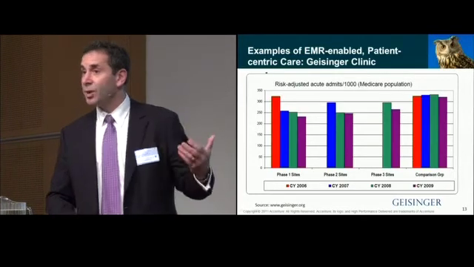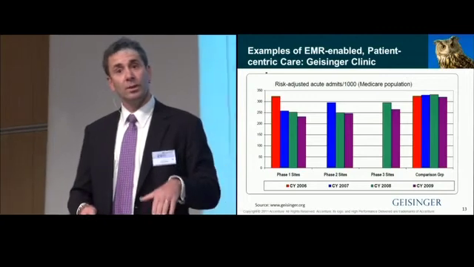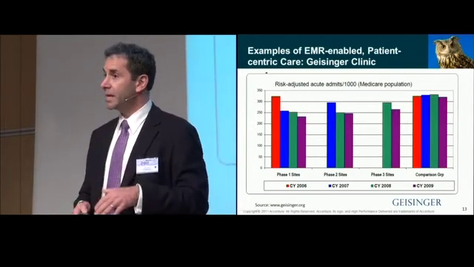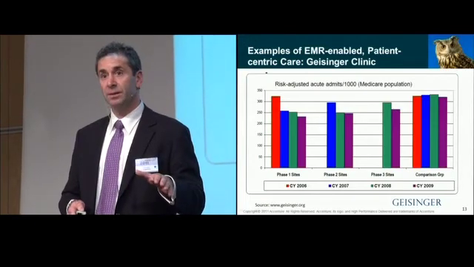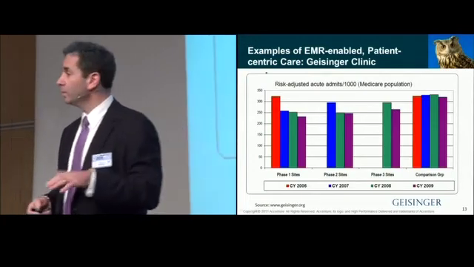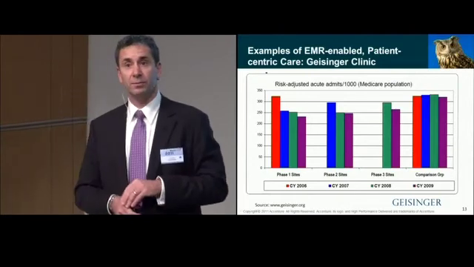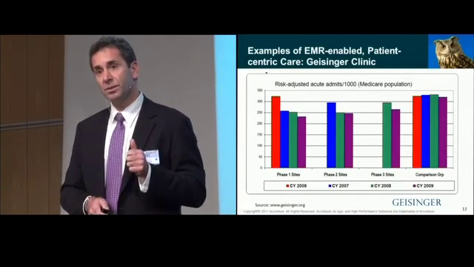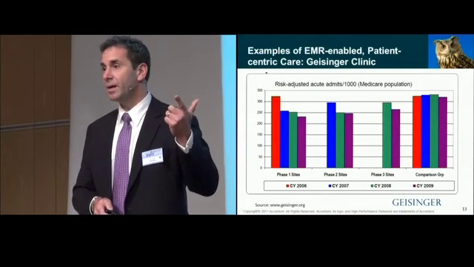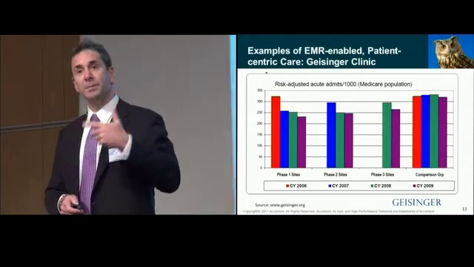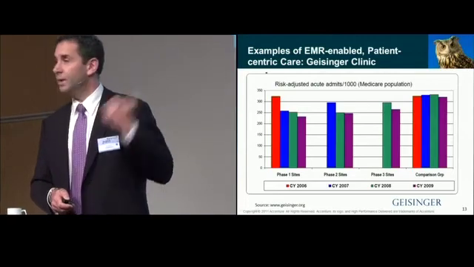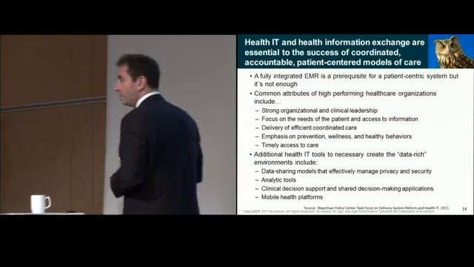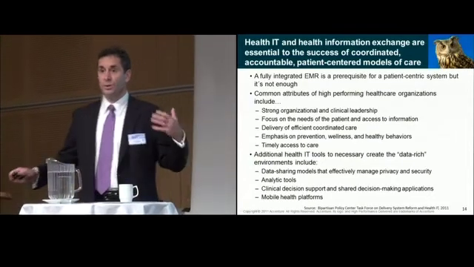I'm not showing it in this slide, but they also lowered hospital readmission rates, which in the Medicare population in the United States average about 30%. They were able to lower hospital readmission rates by 35 to 40% across the board. So we're taking better care of patients. We're keeping them from winding up in the hospital, and we're keeping them from being readmitted to the hospital, according to this Geisinger data.